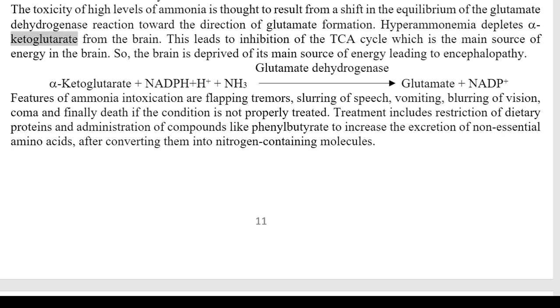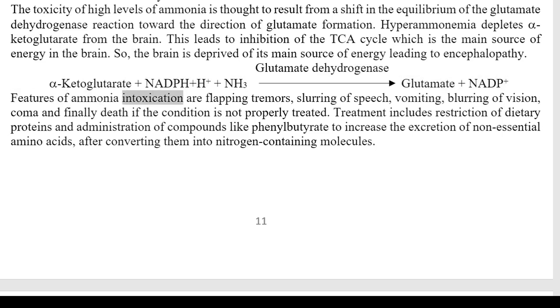Hyperammonemia depletes ketoglutarate from the brain. This leads to inhibition of the TCA cycle, which is the main source of energy in the brain. So, the brain is deprived of its main source of energy, leading to encephalopathy. Glutamate dehydrogenase: ketoglutarate + NADPH + H+ + NH3 → glutamate + NADP+.